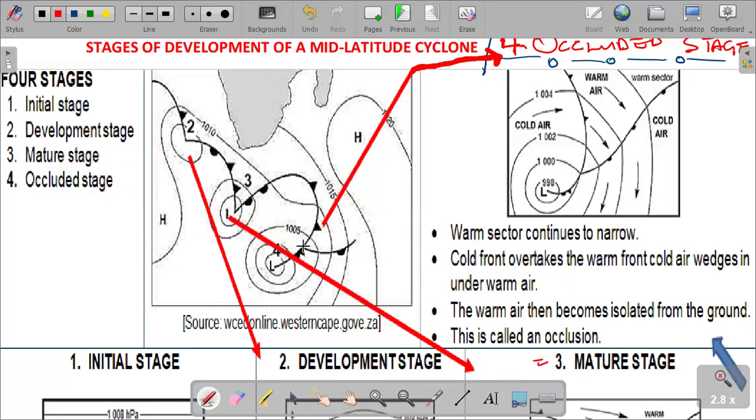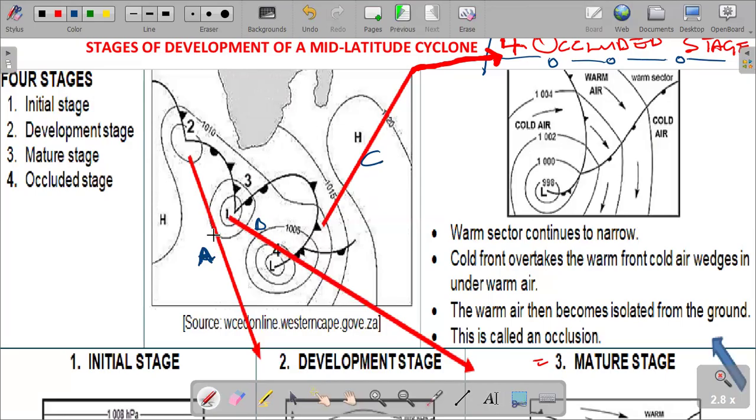We have our stage 4, which is the occluded stage, the mature stage, stage 3, the stage of development, stage 2, and the initial stage, which are shown by various arrows that I can label A, B, C. So these arrows are pointing to a specific stage of cyclone development.